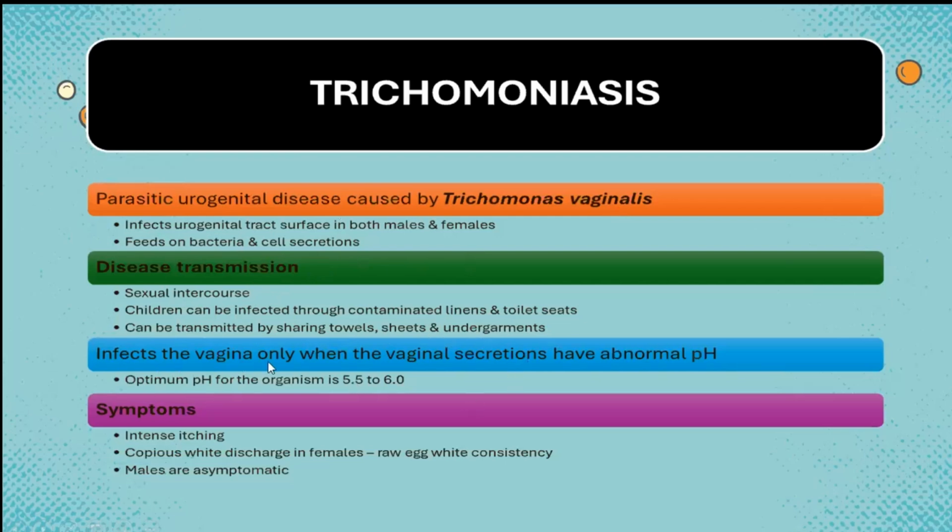It infects the vagina only when the vaginal secretions have an abnormal pH. For example, the optimum pH for the organism is 5.5 to 6.0. For the symptoms, the first one is intense itching. The second one is copious white discharge in females, with a raw egg white consistency, and lastly, males are asymptomatic.